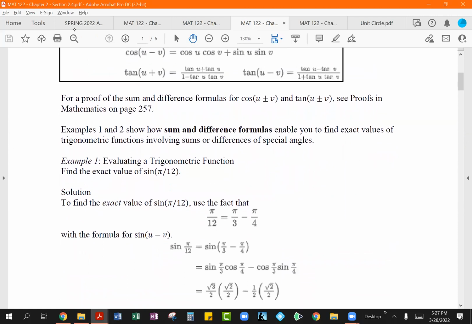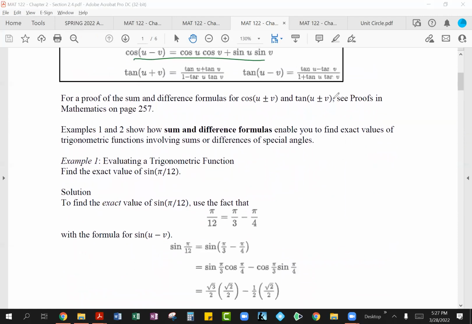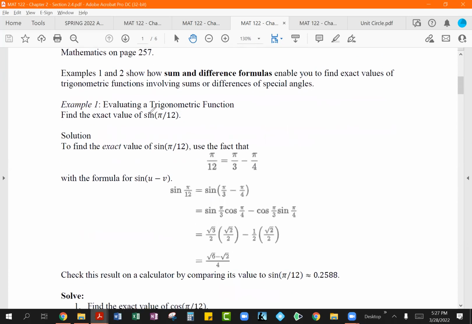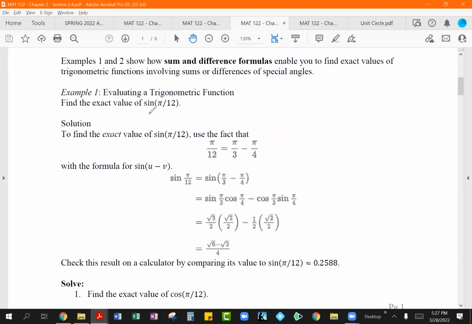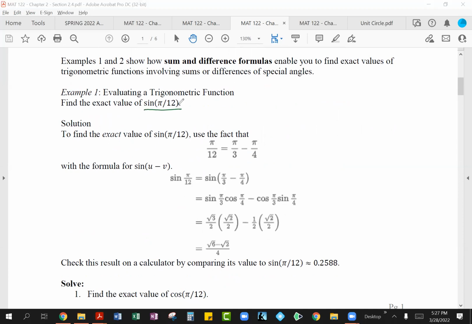If you want to see proofs of how they came up with these different formulas, you can see that in your textbook on page 257, if that is something you are curious about. So it's part of your textbook you can go look at. But let's take a look at this first example, how we can bring in this idea of sum and difference formulas to help us simplify some of these. This one is just sine of pi over 12. Well, obviously there's no U plus V or U minus V situation. That is what we have to create.